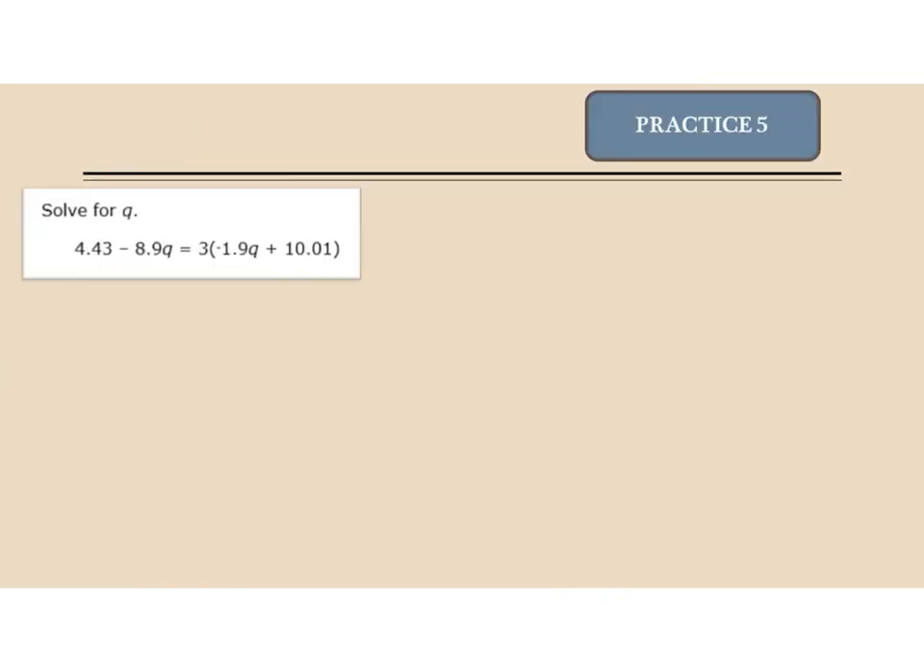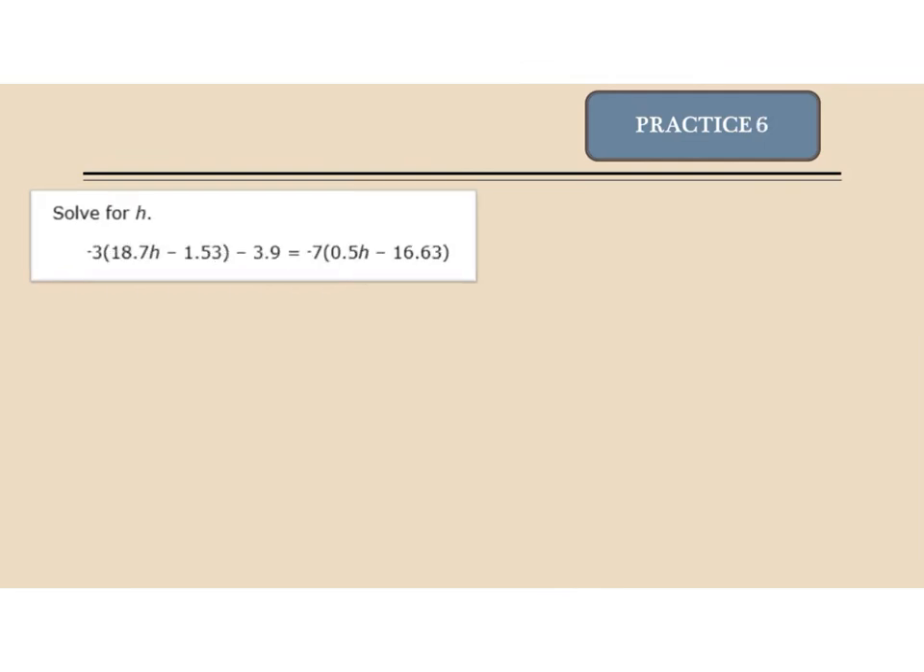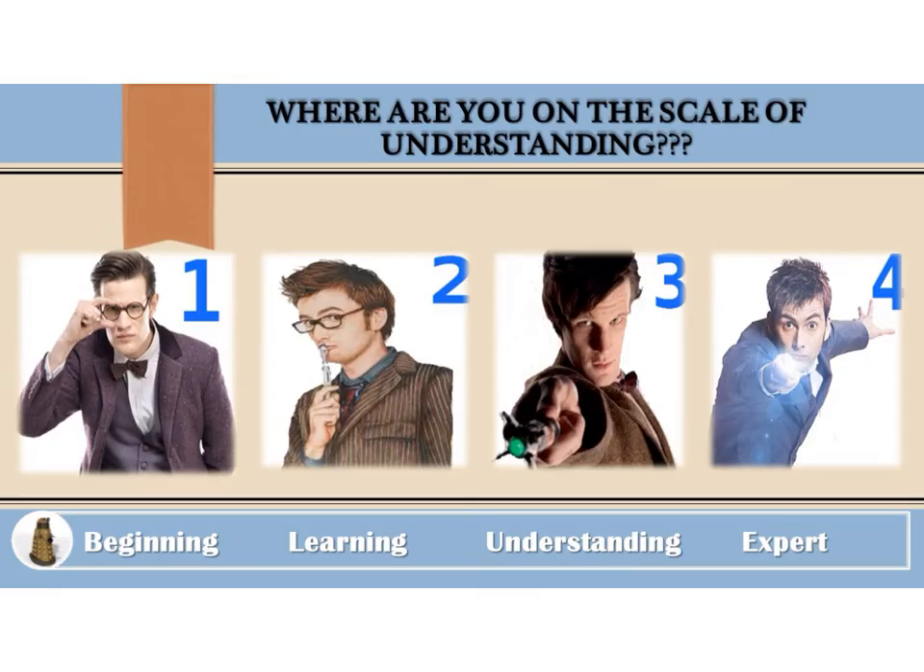Here's your practice 5. And your final practice for lesson 1.2 is practice 6. And so now you can mark yourself where you are on the scale of understanding. Are you a 1, 2, 3, or 4? Where do you feel you are at the end of this lesson?